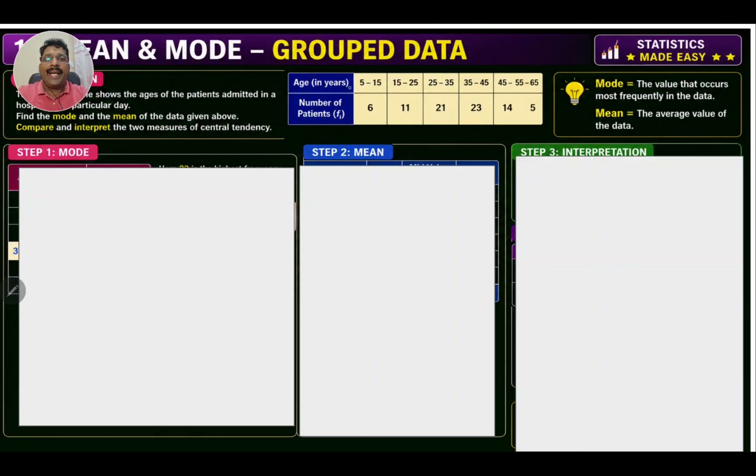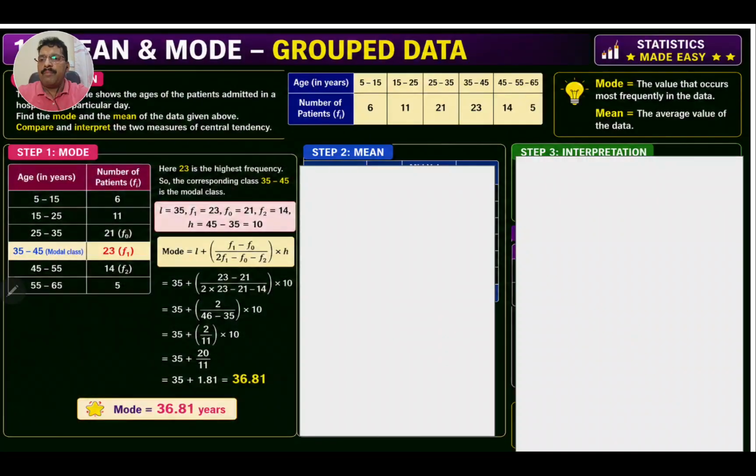So here, age in years and number of patients are given. Age means class interval and patients means frequency. So now first our table: class interval and frequency. Highest frequency is in which class interval? 35 to 45. This is called the modal class.